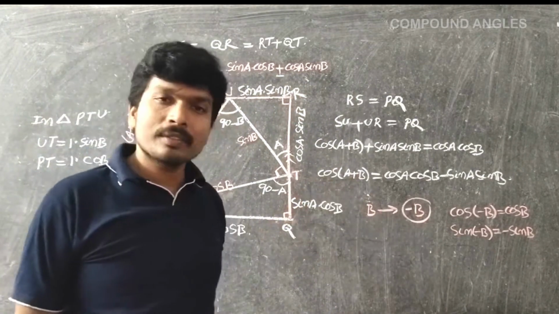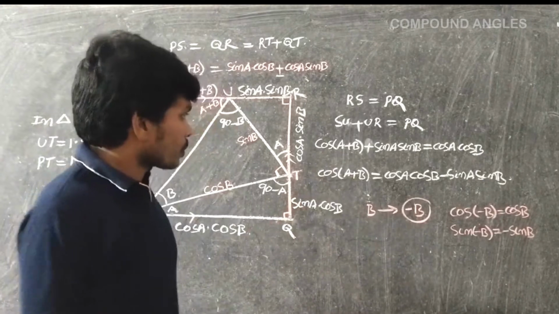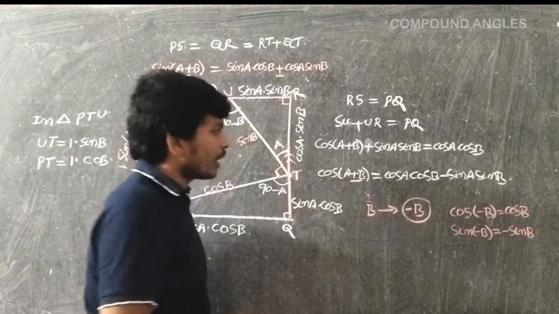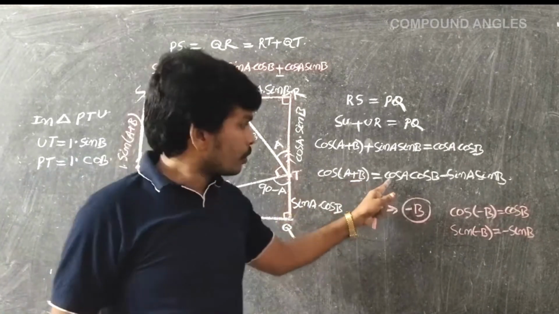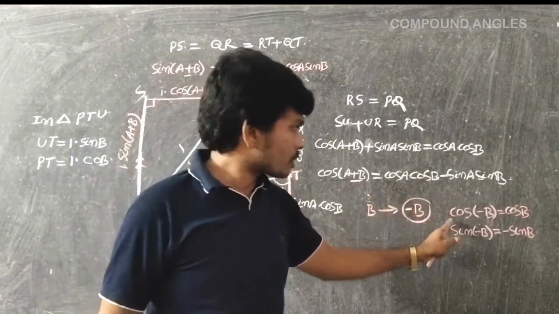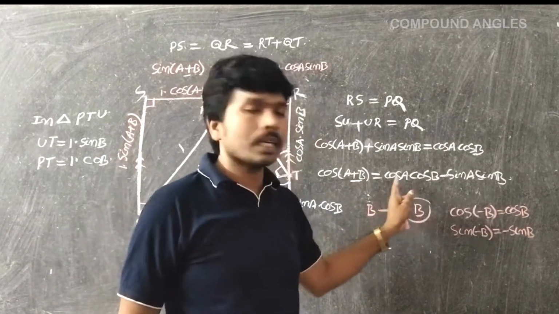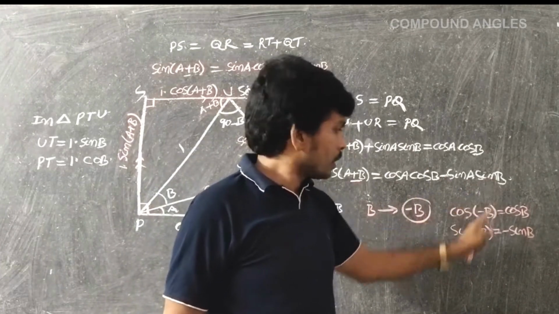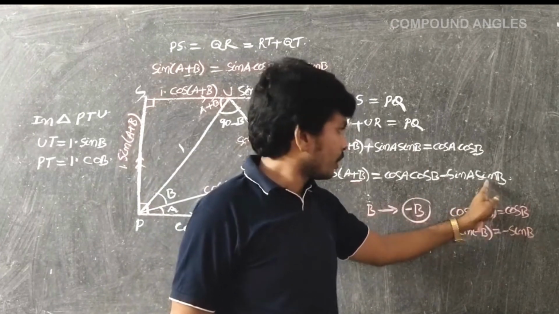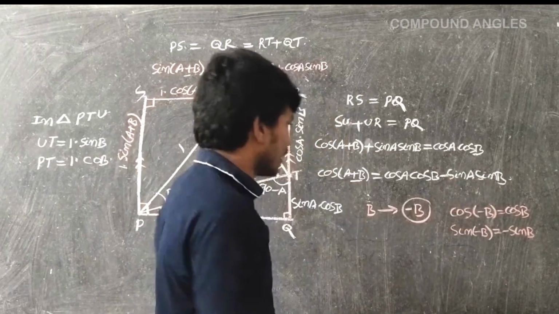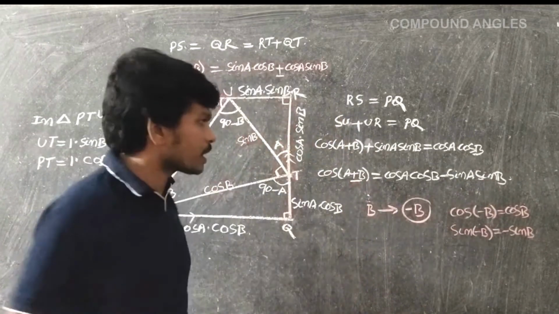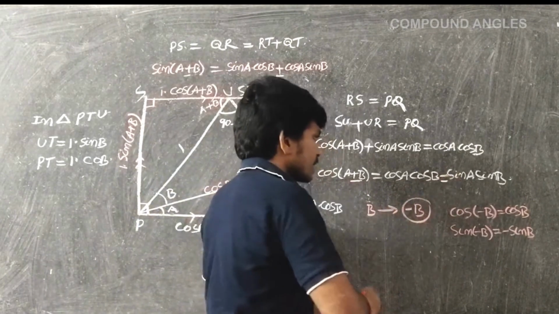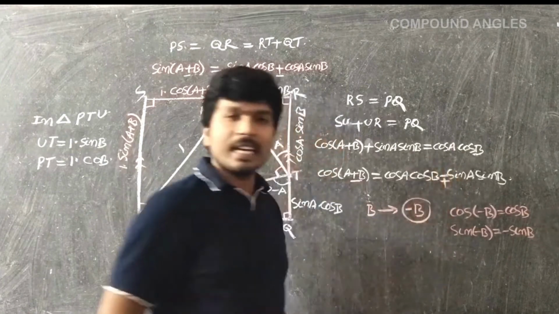And you observe here cos of A plus B. So now take cos of A minus B. What will you get? Cos of A minus B is equal to cos A into cos of minus B. Cos of minus B is again cos B, no? So you will get cos A cos B. And again here take sin of minus B. Sin of minus B is nothing but minus sin B. So minus into minus, what will you get? Plus. So that's why cos of A minus B is equal to cos A cos B plus sin A sin B.